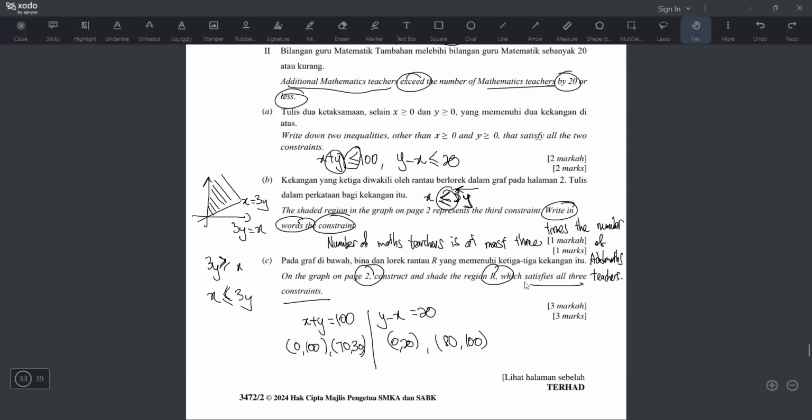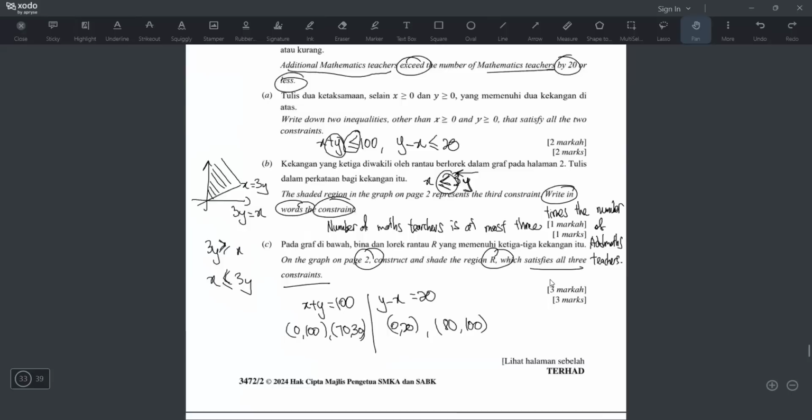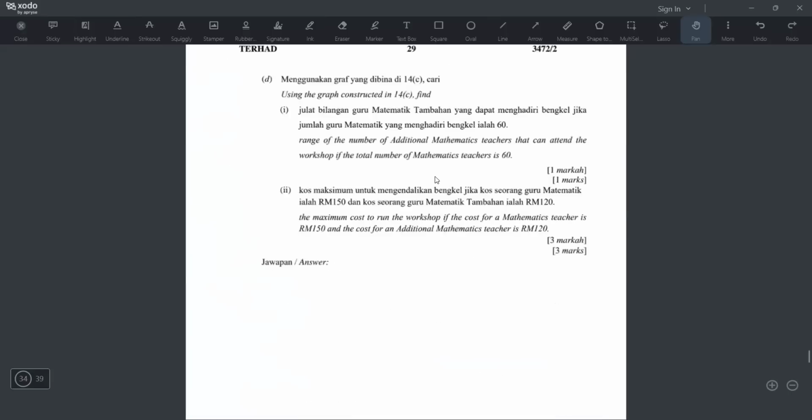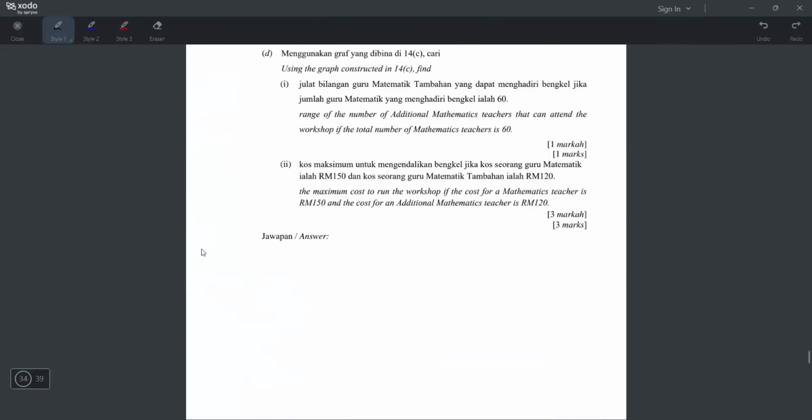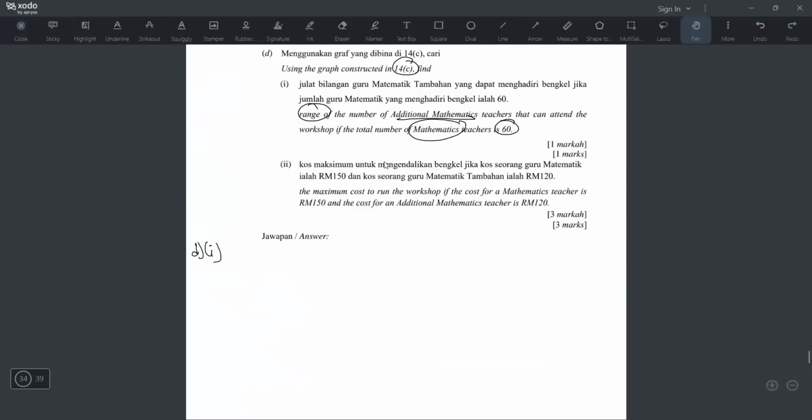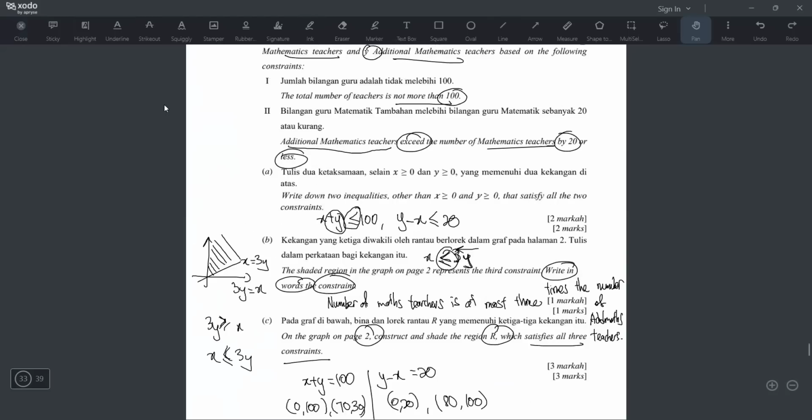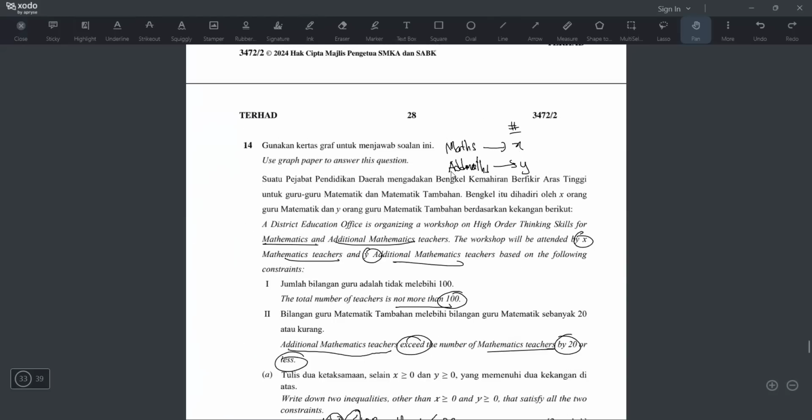So part C dia suruh construct and shade the region R. Okay, sudah siap. Okay, now for the final part D. So the D1 says what? Using graph constructed, find the range of number of Addmaths that can attend the workshop if the total number of maths is 60. Okay, I sudah lupa already. Maths is X or Y. So you can tengok balik. Okay, maths is X and Addmaths is Y.